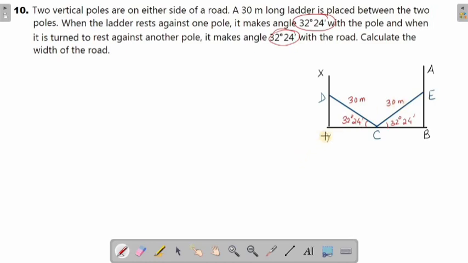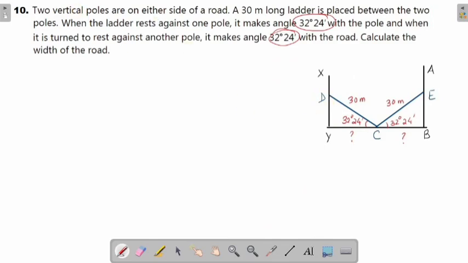Now you need to calculate the width of the road. That means you need to calculate what is YB. Now for calculating YB, it's enough to calculate what is YC, because you know C is exactly in the middle. So however much YC is, the same thing is going to be BC. So just find YC and multiply it by 2. You will get the length of YB. I hope this is clear. So the explanation part you will write by yourself.